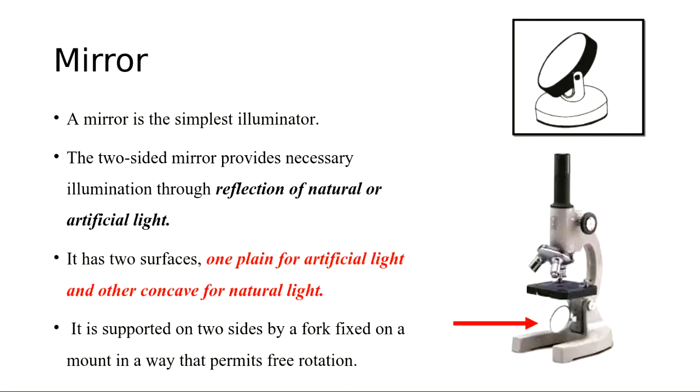Light source, you know already. Mirror: this mirror will be in both monocular and binocular microscopes. A two-sided mirror provides necessary illumination through reflection of natural and artificial light. That's two surfaces: one plane surface for artificial light, concave for natural light. And it has a fork through which it is fixed and held firmly there.